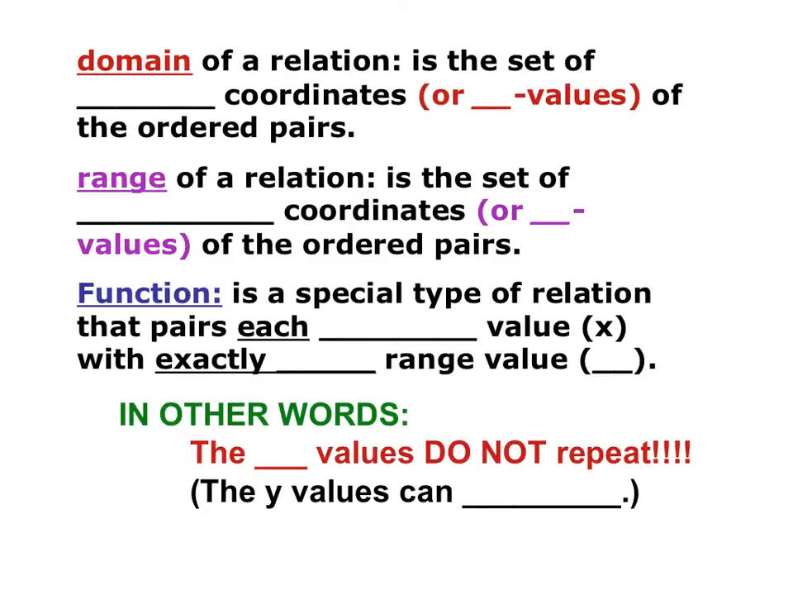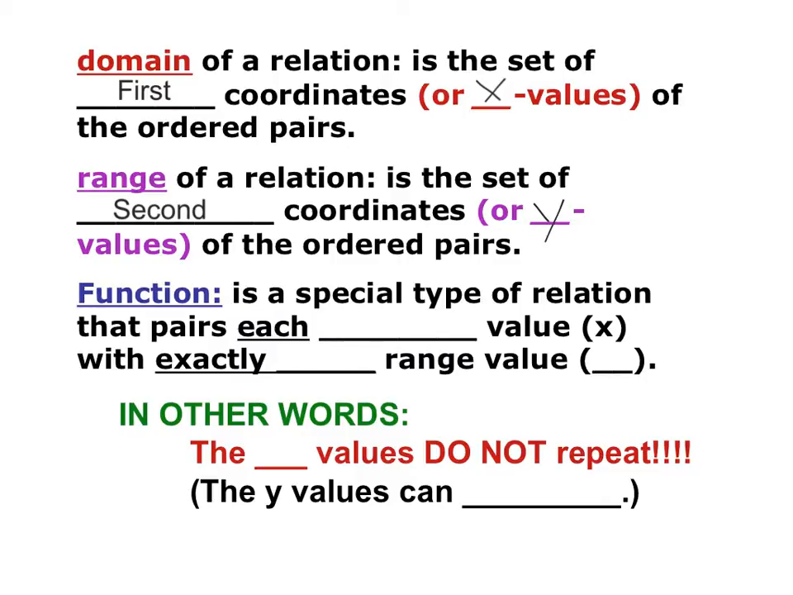Okay, so now that we've talked about relations, let's increase our understanding of how they relate to what functions are. We're going to start with some definitions. First, the domain of a relation is the set of first coordinates, or x values, of the ordered pairs. And if the domain is the first coordinate, the range of a relation is the set of second coordinates, or the y values, of the ordered pairs.